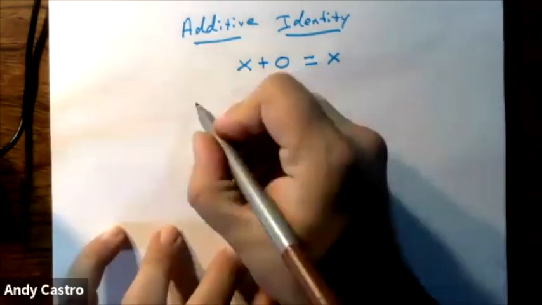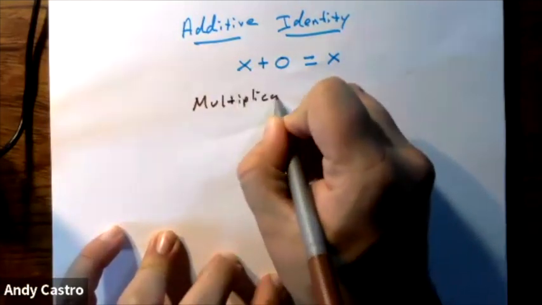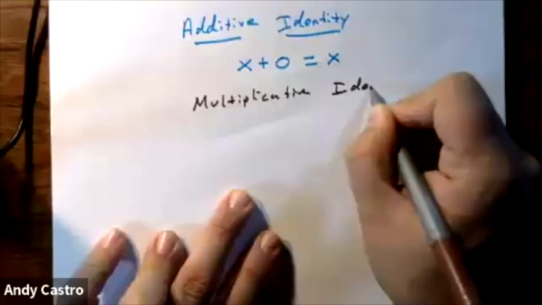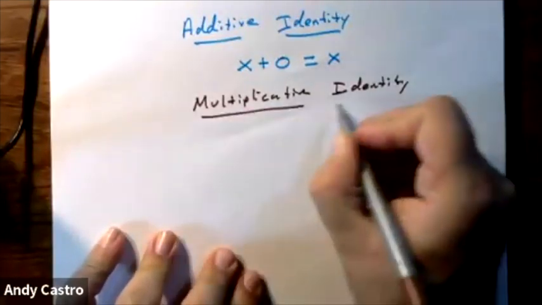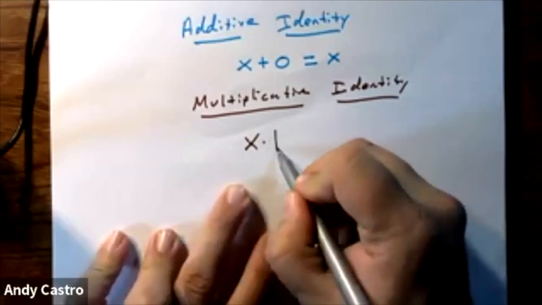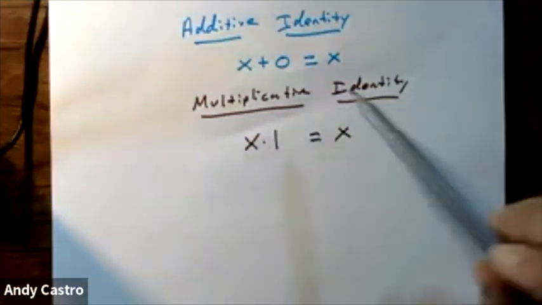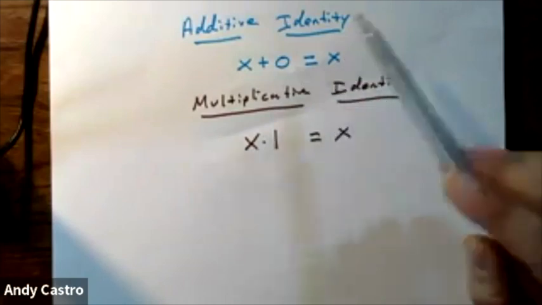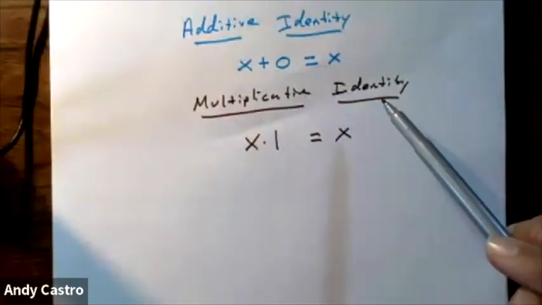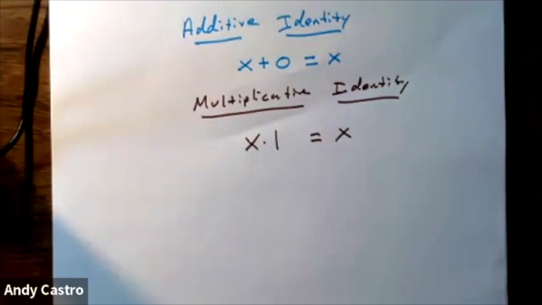All right, next we have multiplicative identity. X times 1 is equal to x. So notice it's getting the x back. In addition, in order to get the x back, we have to add 0. In multiplication, in order to get the x back, we have to multiply it by 1.